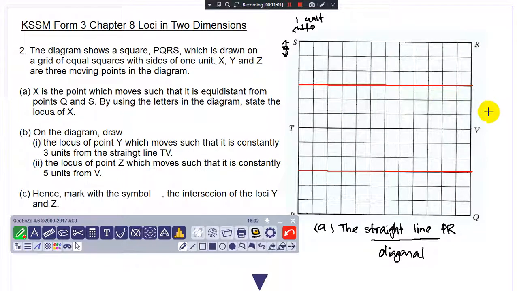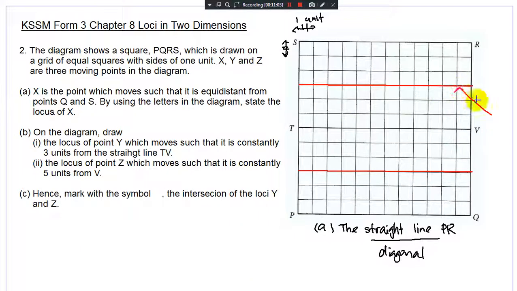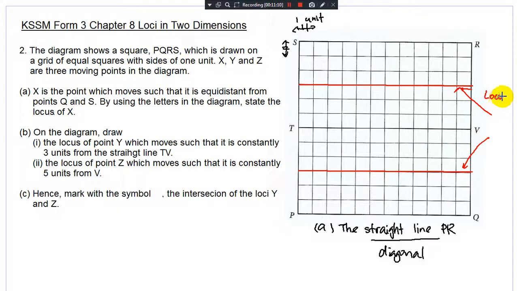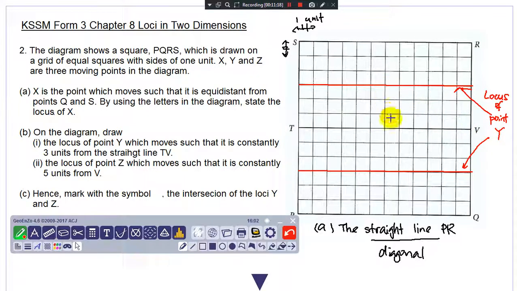Remember when you draw a locus, label it. These two are the locus of point Y. Let me double check again, correct now. 3 units, here 3 units.